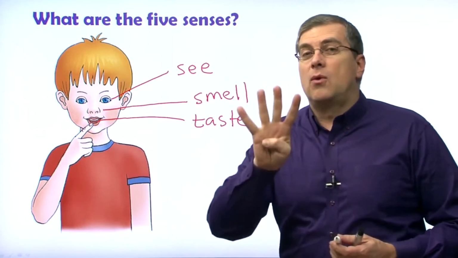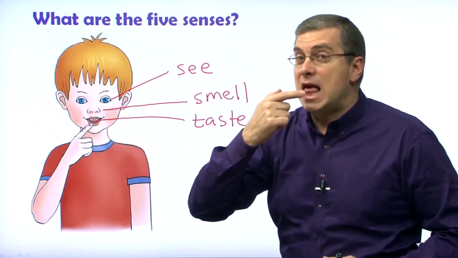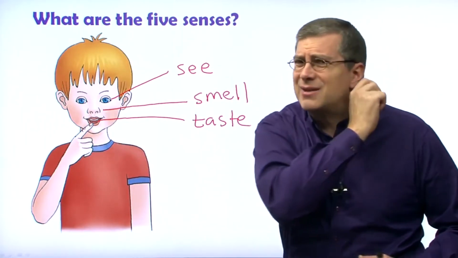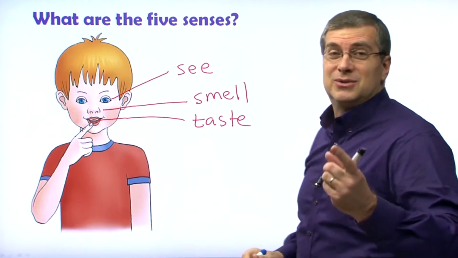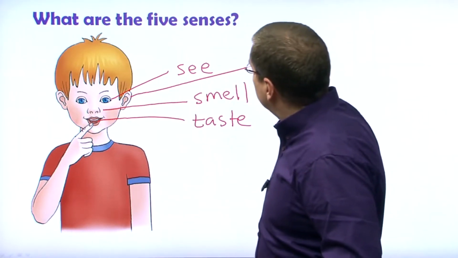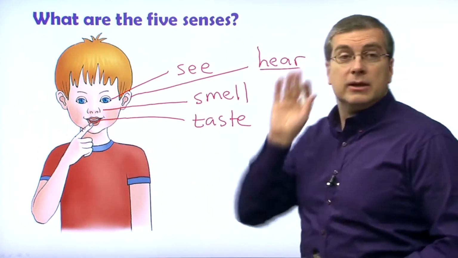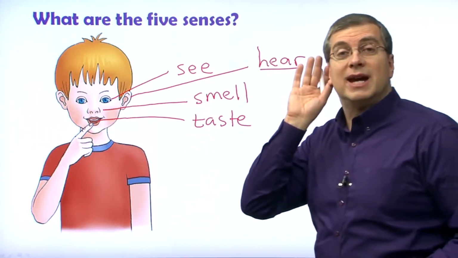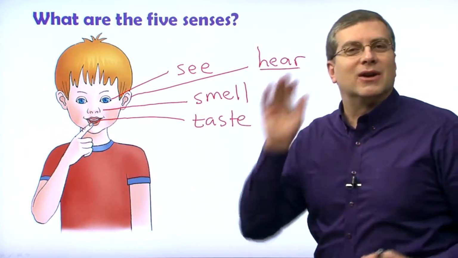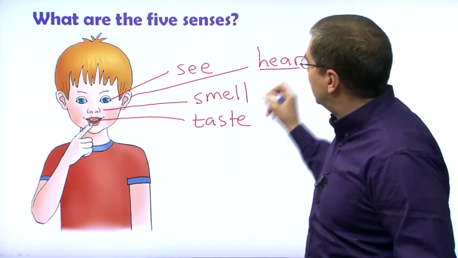How about number 4? Still on the head. We have eyes, nose, tongue, and what are these things on the side of your head? Those are ears. What do we use ears for? We use ears to hear. So we can hear when our mother's saying, hey, come here. We use our ears to hear things. So we have see, smell, taste, hear.